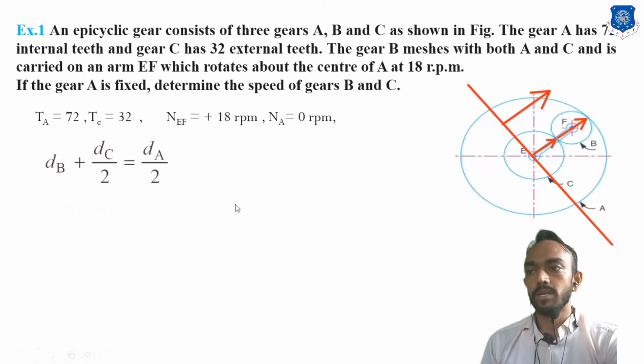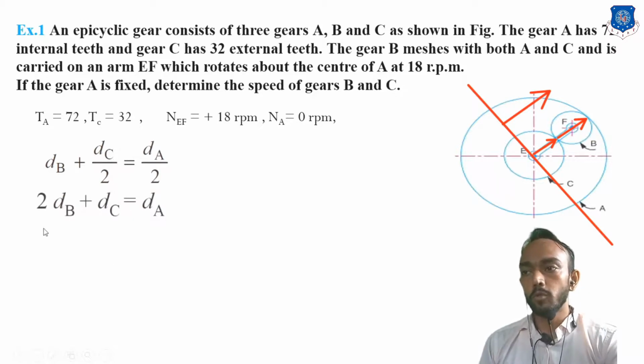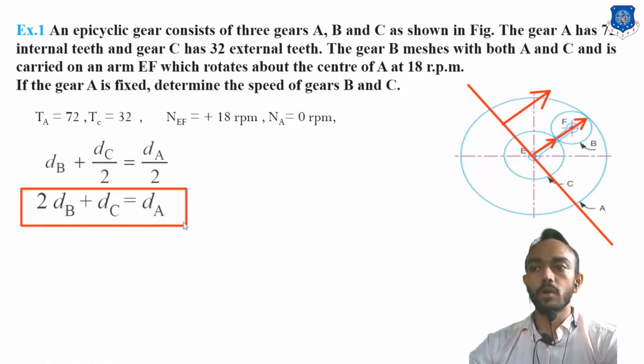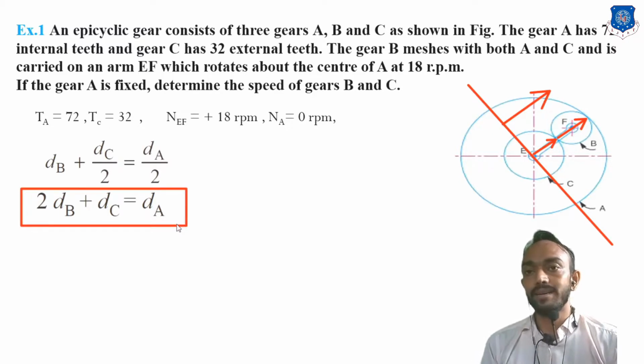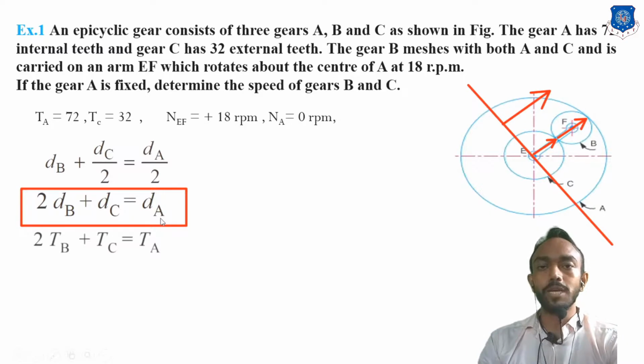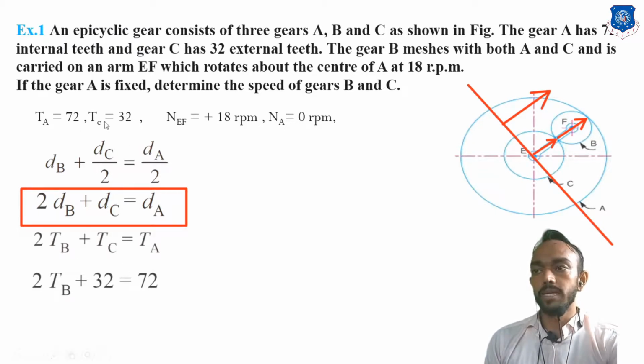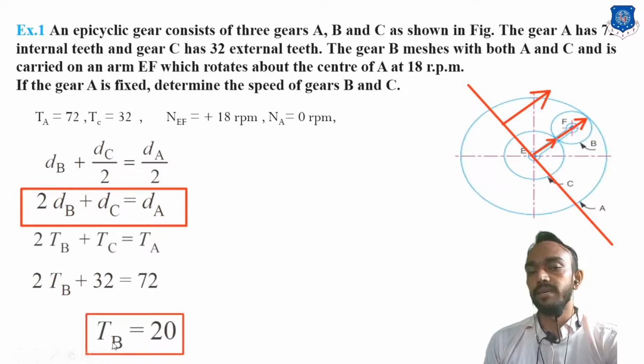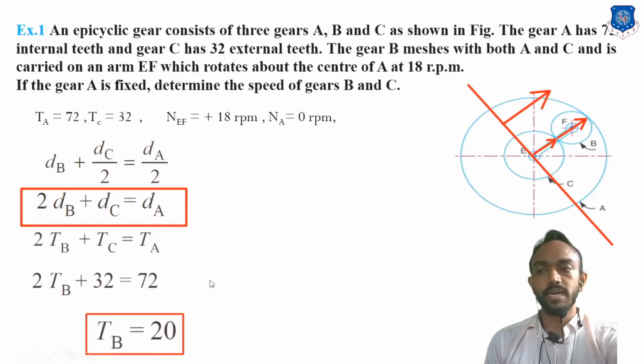You simplify this by 2, and we have to make this equation in the form of diameter always, because it should be either all radius or all diameter. When we replace it by the teeth, this total formula should be in the form of all radius or all diameter. Remember that. So we can put in all the teeth we already know, and we find TB is equal to 20. The teeth of B is 20. Now we know all the teeth.